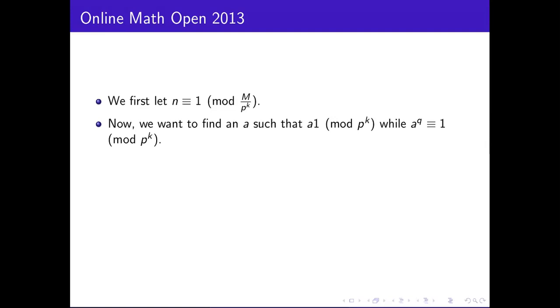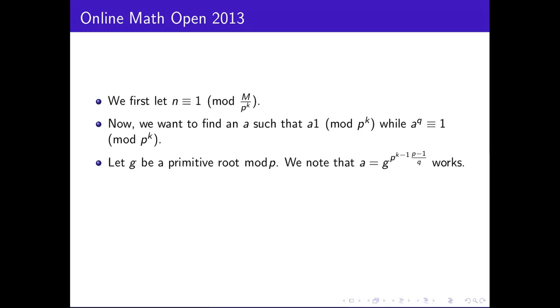Well, basically we consider a primitive root, right? And we remember that a primitive root is basically a root that's order p minus 1, right? And now we claim that if we raise it to this power, then it works, right? We see that this works because if we take that to the q, then that's essentially raising g to the phi of p to the k power. And then that's clearly 1 mod p to the k.